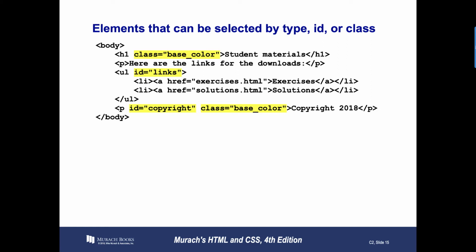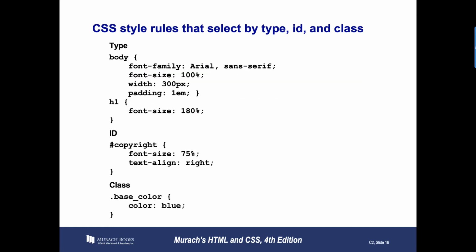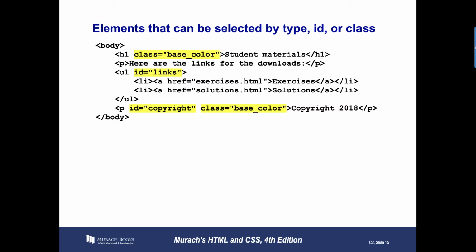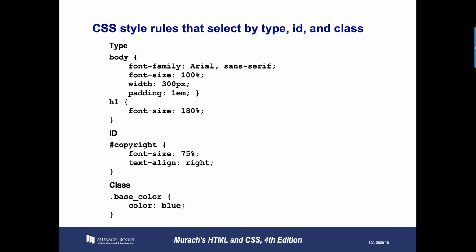So H1 class base color. Let's look at the style sheet. Now, look at the bottom of the slide. You see something dot base underscore color. Dot is how you specify a class selector in CSS. So look here, class equals base underscore color, and on the CSS file, dot base underscore color. You got that? All right, write that down.